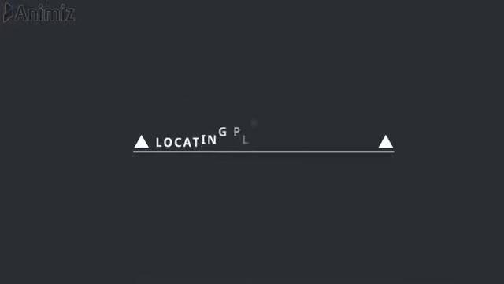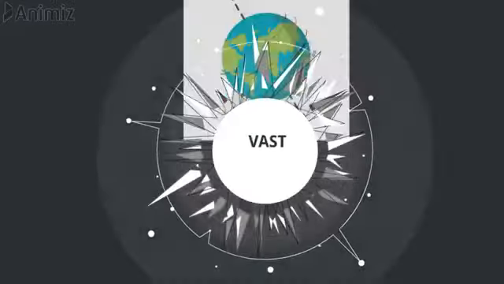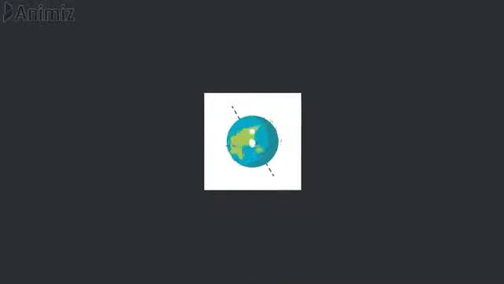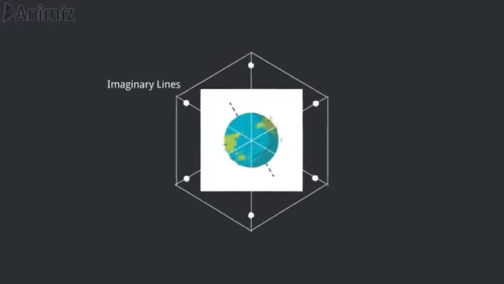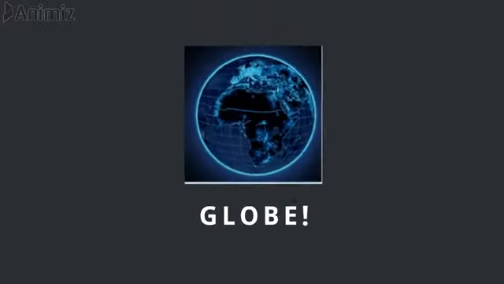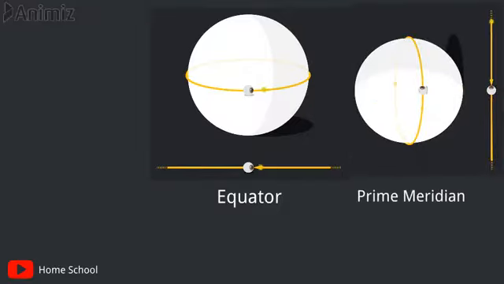Now, we are going to discuss locating places on a globe. As we know that the earth's surface is vast, so to help us find the location of different places, some imaginary lines are drawn on a globe. Among these lines, there are two important lines drawn on the globe. One is the equator, which divides the earth into two equal halves. The other line is the prime meridian. It also divides the earth into two equal halves.